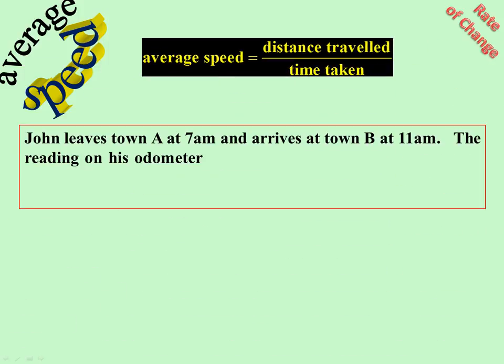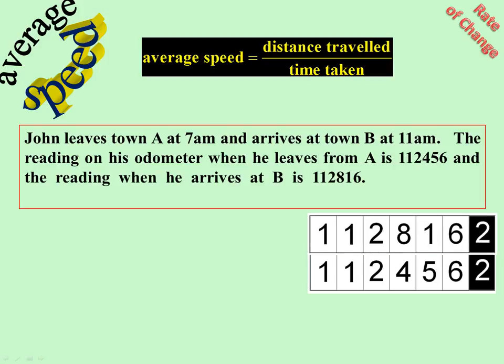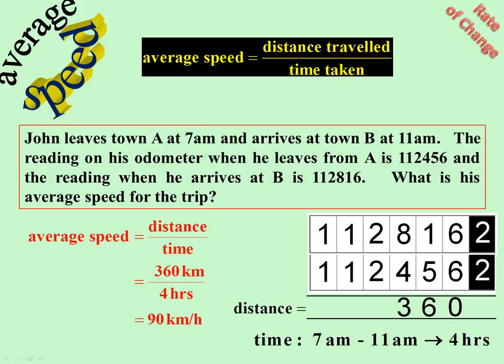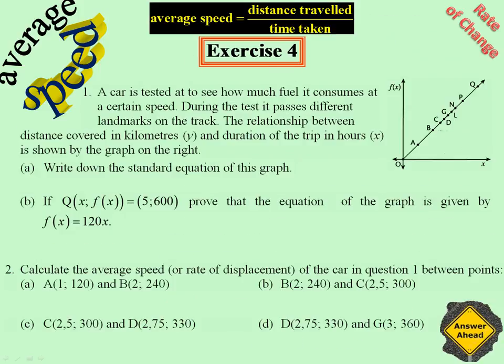Let's have a look at John's trip. So now, in order to find his average speed for the trip, we need to find the distance traveled by subtracting, and work out how long he traveled from 7 a.m. to 11 a.m., 4 hours, and that gives us 90 kilometers per hour. Exercises. Pause, try them yourself.